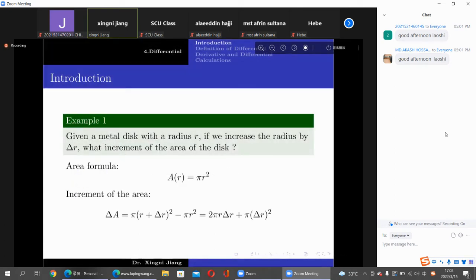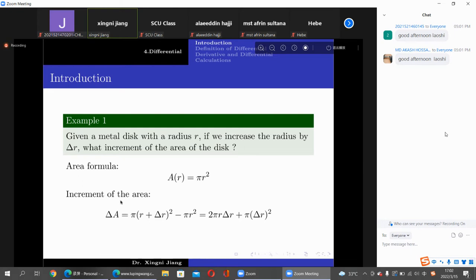Okay, as usual, I gave you an introduction, just a taste of the differential. So given a metal disk with radius R, and if we increase the radius by delta R, so from R to R plus delta R, the question is, what about the increment of the area of this disk? So we know the area formula is, the area of this disk is pi r to the power of 2.